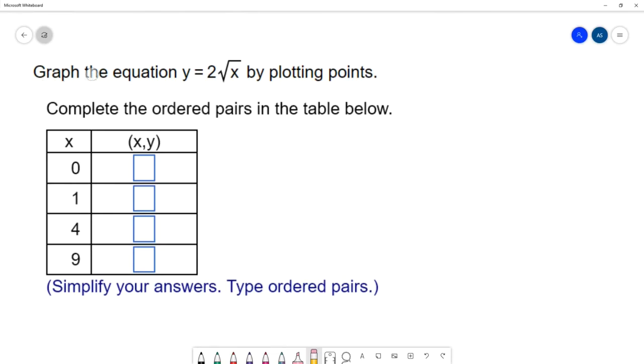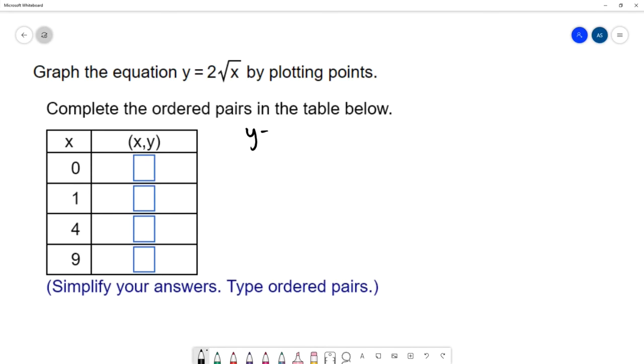For this example, we want to graph the equation y equals 2 square root of x by plotting points. And we're given a partially completed table, and we're going to finish filling out this table. We're given some x values, and we want to write the ordered pairs for each one of those x values. So we need to find the y's to complete those ordered pairs.